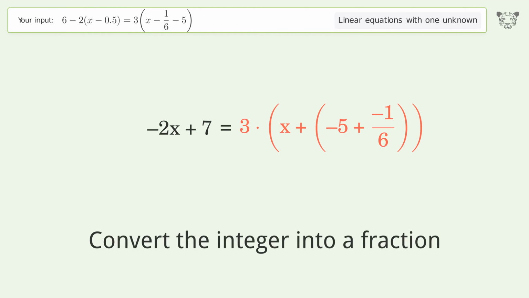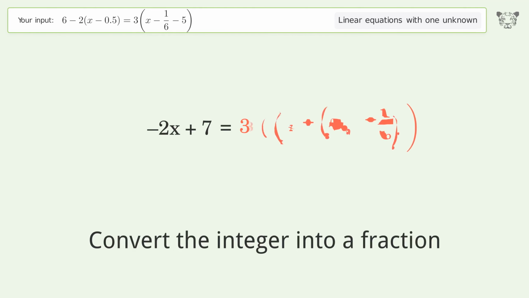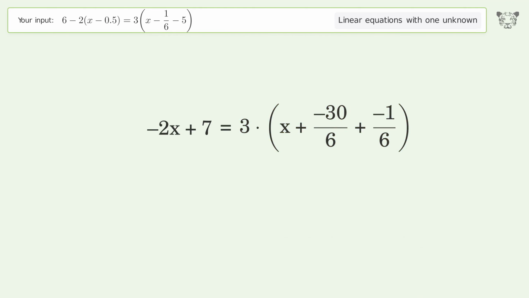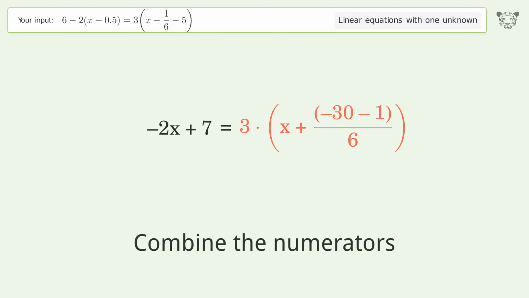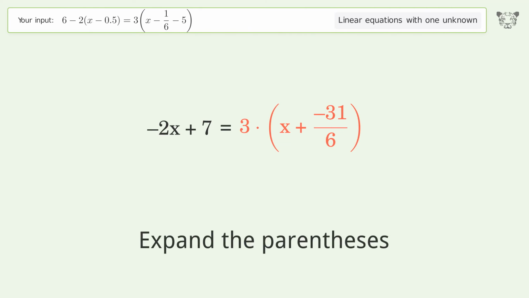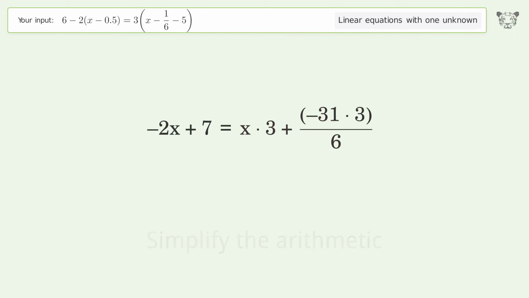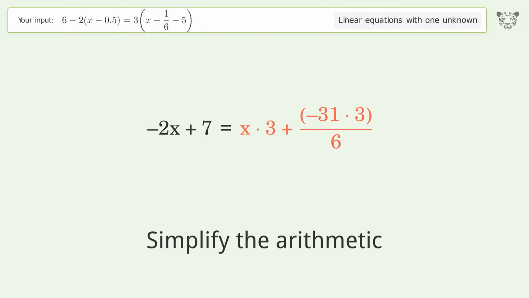Convert the integer into a fraction. Combine the fractions. Combine the numerators. Expand the parentheses. Simplify the arithmetic.